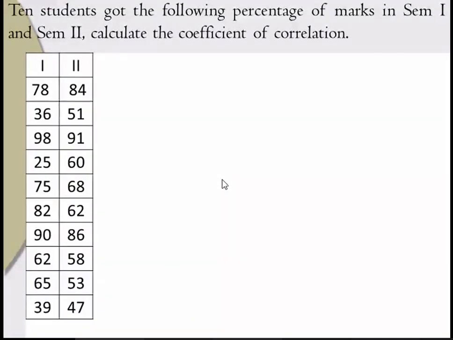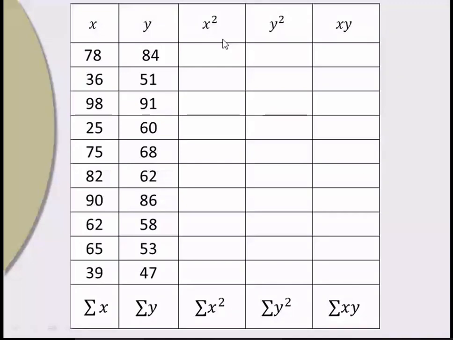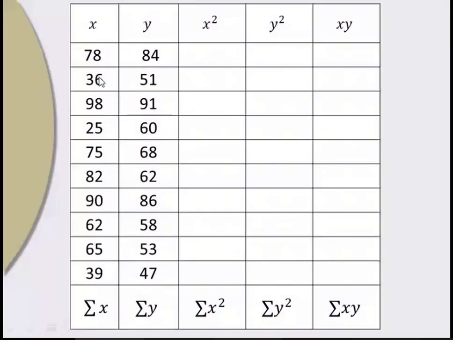And for that, we need a table. So take any one as x, take the other variable as y, and then make a table taking semester 1 marks as x, semester 2 marks as y, and then making the columns x square, y square, x into y. Already we know how to do the calculation. Just take the square of each x, square of each y, take the multiple of corresponding x and y terms, 78 into 84, 36 into 51, like that, complete this table and take the summation of each term.